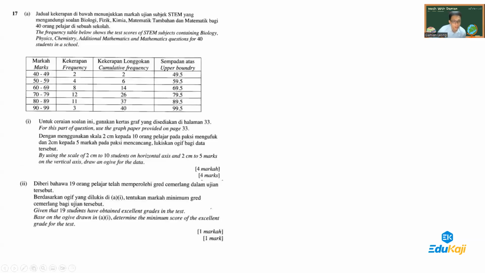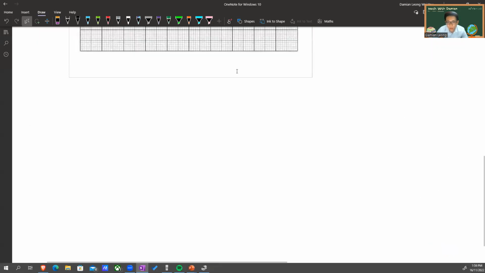Question 17. I want to draw an ogive. So yeah, we use basically this. For an ogive, we use cumulative frequency and upper boundary to draw. So, drawing the ogive.